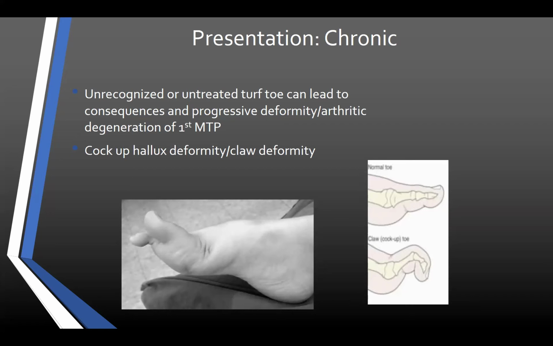One thing also to note is that in the chronic presentation, the patient may notice a specific cock-up hallux deformity or somewhat of a claw toe. This occurs due to the instability of the metatarsal joint that causes it to extend, but the pull from the flexor hallucis longus puts the IP joint into flexion, and that's what causes this appearance. But in a true chronic setting, this often is more of a reconstructive procedure as opposed to a turf toe procedure, as we will talk about.